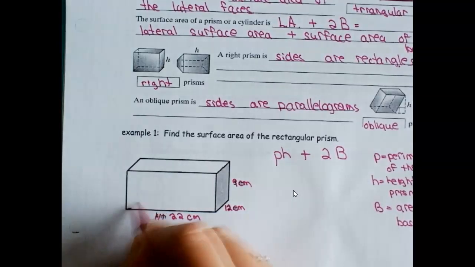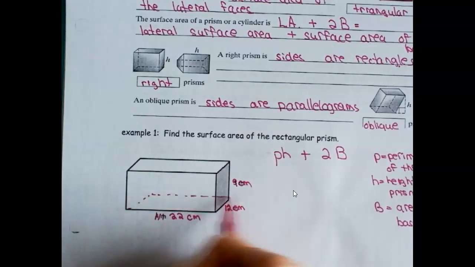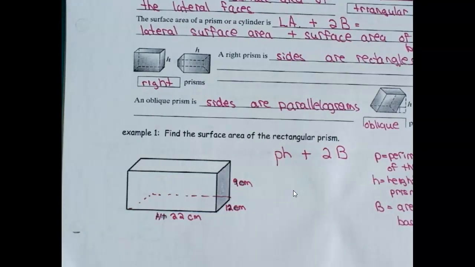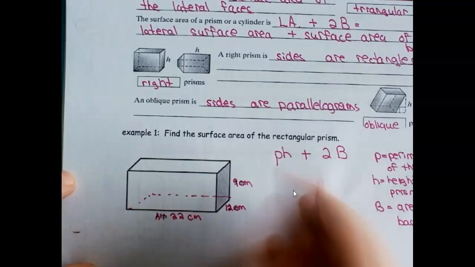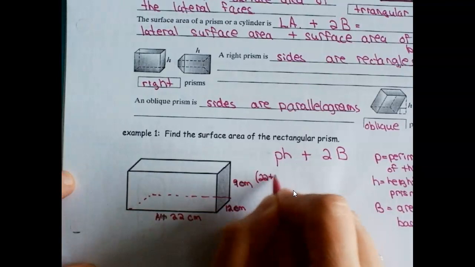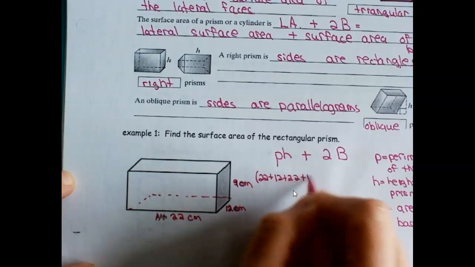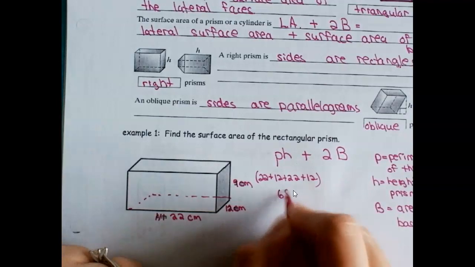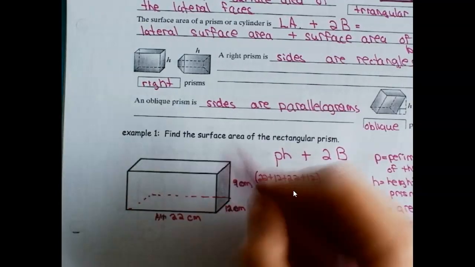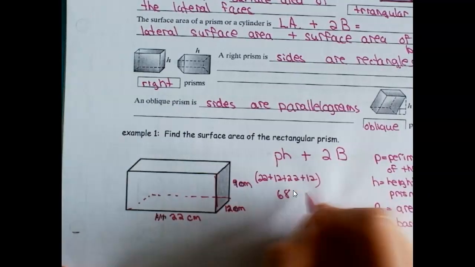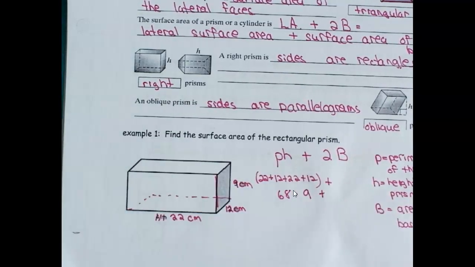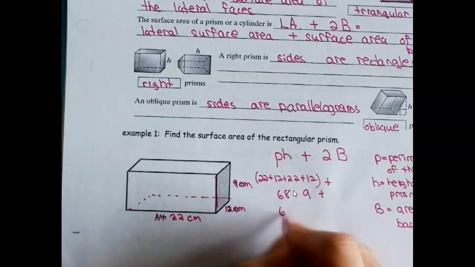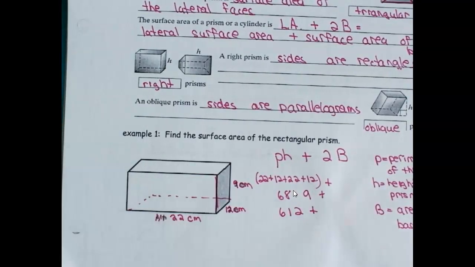So if you can kind of visualize, if I can draw this in, here is the base of that rectangular prism. So if I'm looking for the perimeter, I want to add up all 4 sides. So that would be 22 plus 12 plus another 22 plus 12. Let's go ahead and see what we get for that. I got 68, and then I want to multiply it by the height of the prism. Here is the height of the prism, which is 9. And I get 612.